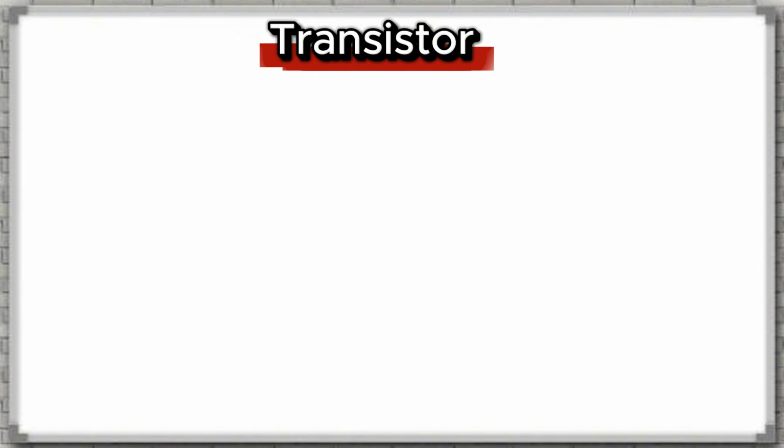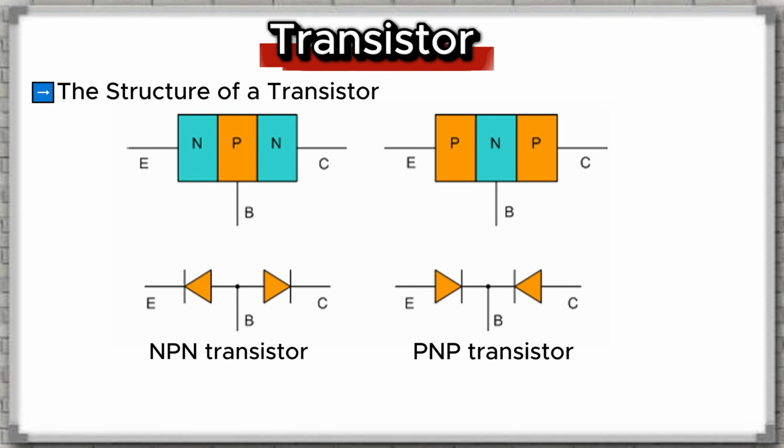Let's explore it together. 1. The structure of a transistor. A transistor is made from 3 semiconductor layers joined together, forming 2 PN junctions. If the order is PNP, we call it a PNP transistor. If the order is NPN, we call it an NPN transistor. To make it simple, you can imagine that a transistor is almost like 2 diodes connected in opposite directions.